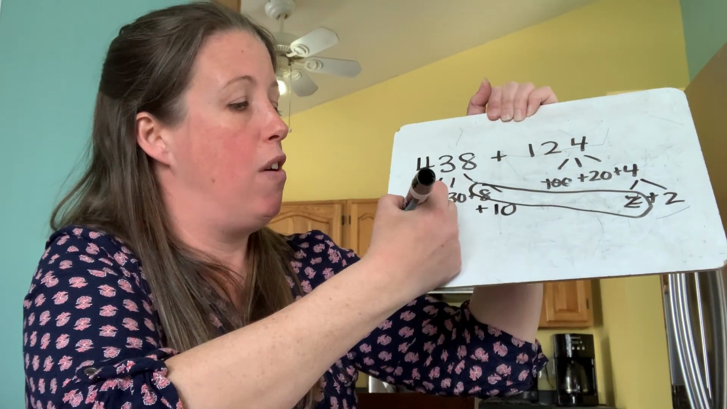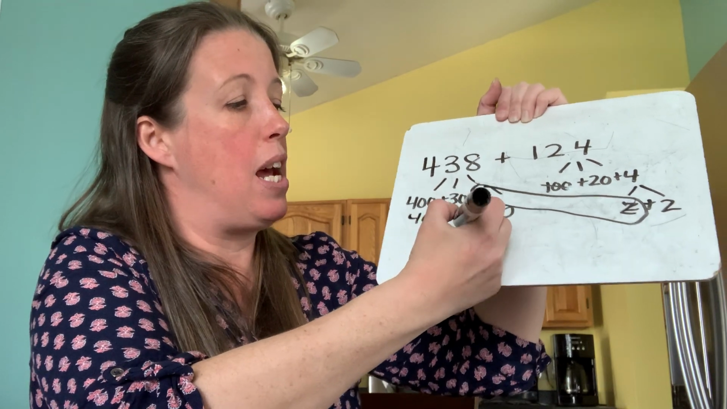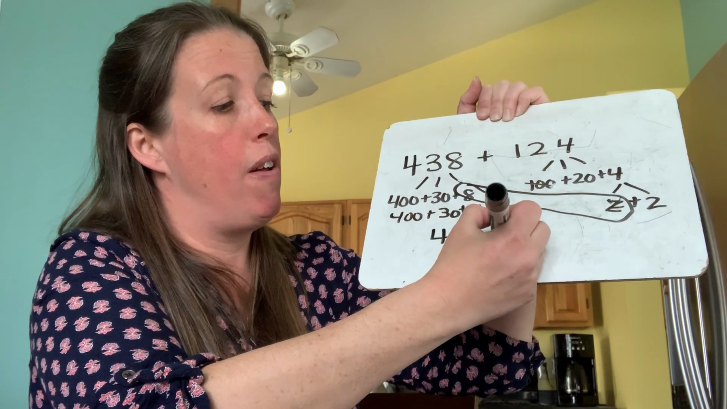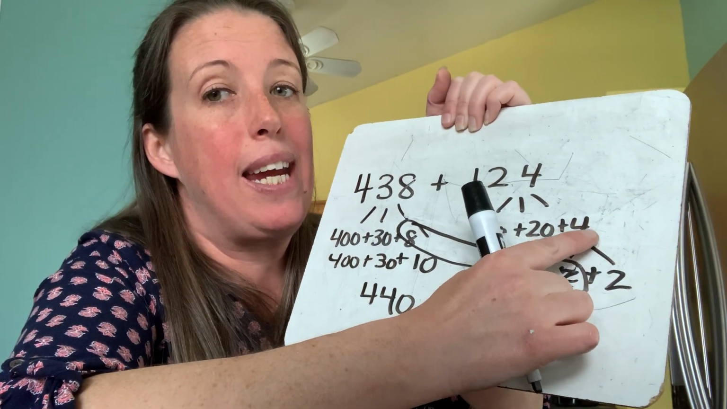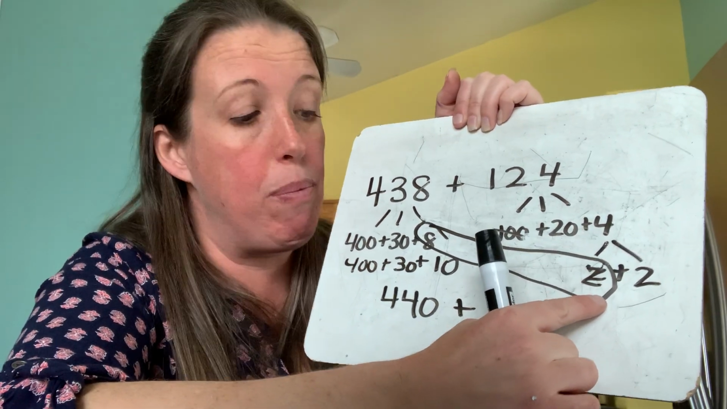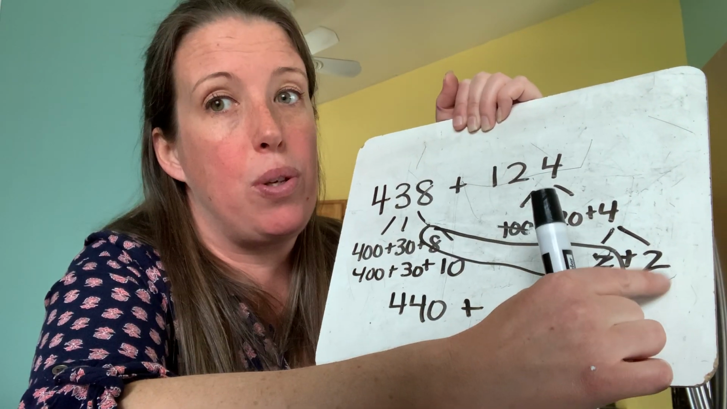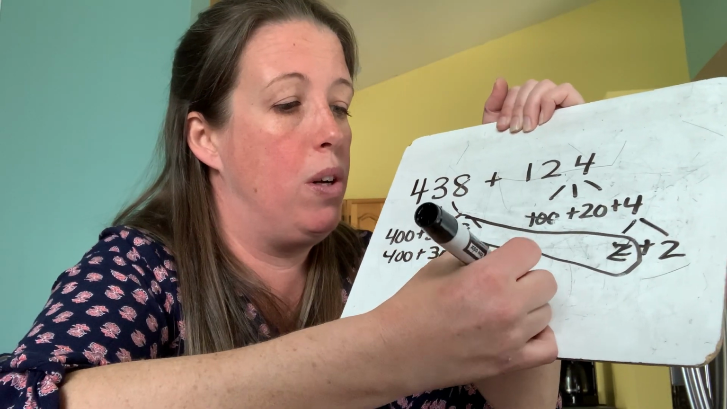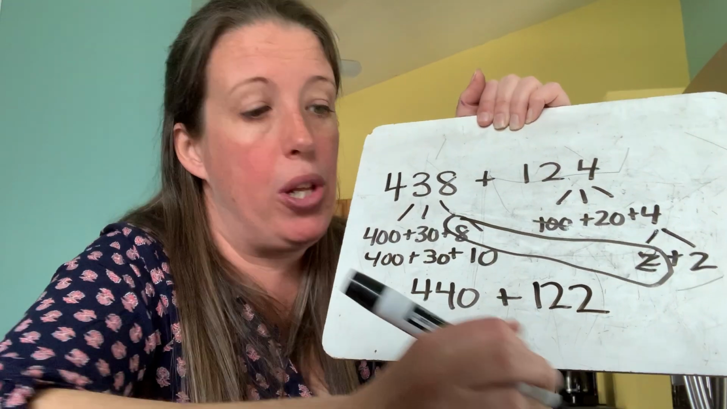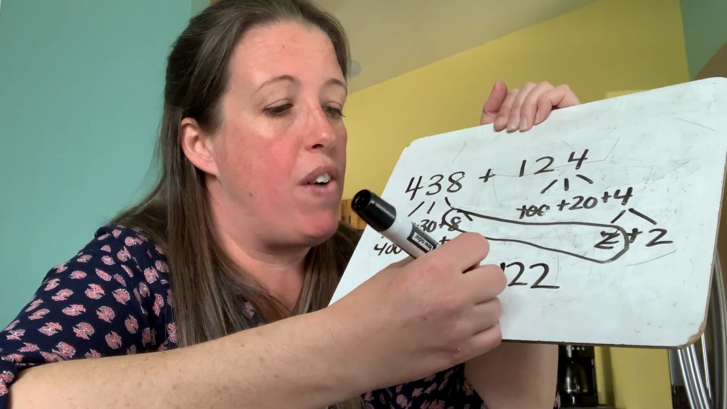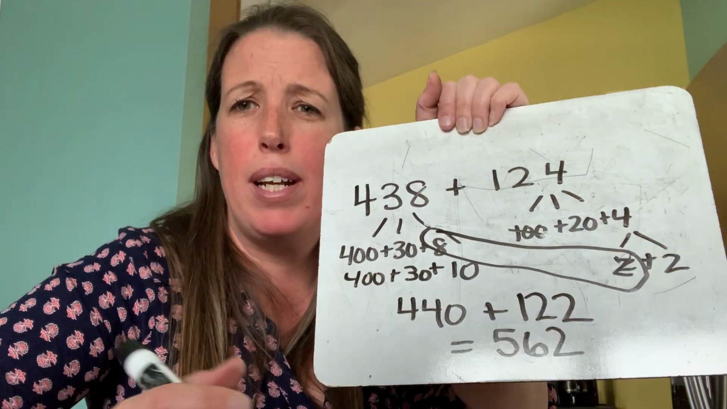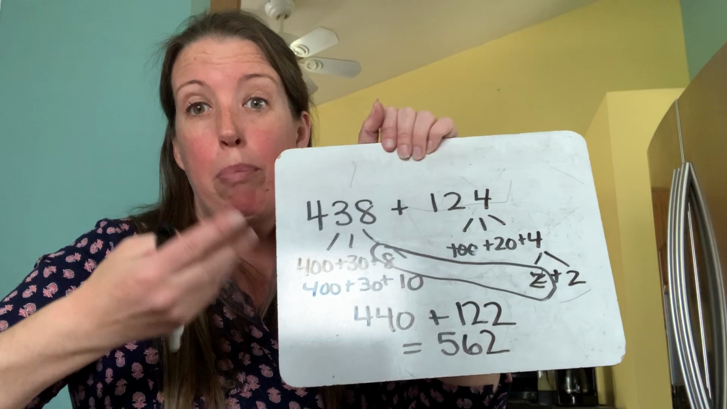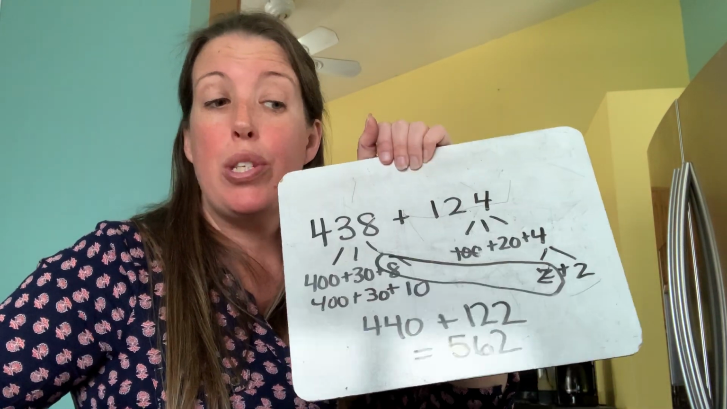So now I have 400 plus 30 plus 10, which equals 440. And I'm gonna add it to what's left over here. I have 100 plus 20, but I can't add this 4 anymore because remember I took 2 from it to give it to the 8. So I just only have 2 left. So 122. And when I put those together, I'm gonna get 562. So like I said, this one might be a little tougher the larger our numbers get, but it's still possible.